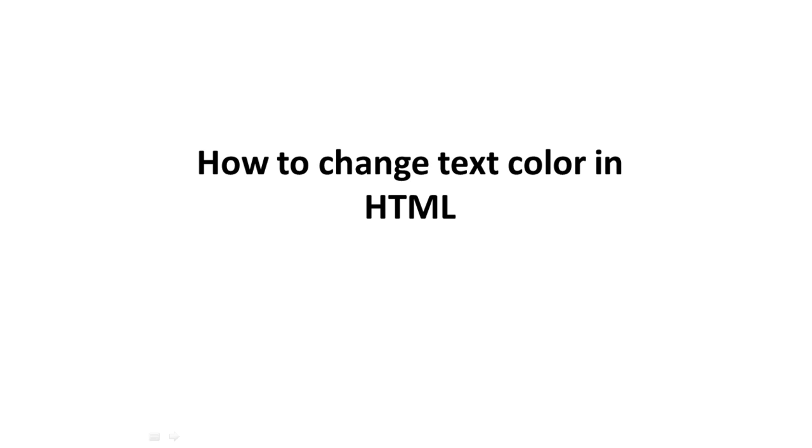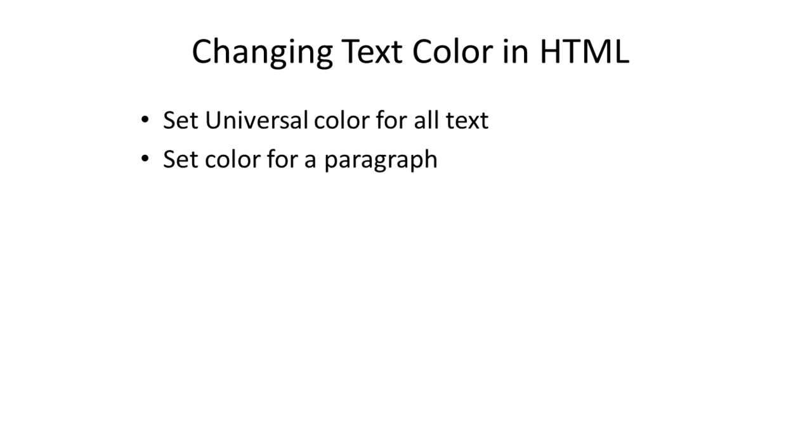In this tutorial, we will teach you how to change the text color in HTML. Changing the color of the text in HTML can be done in various ways. We can either set a universal color for all the text on a web page, or we can set the color of a particular paragraph or line separately.